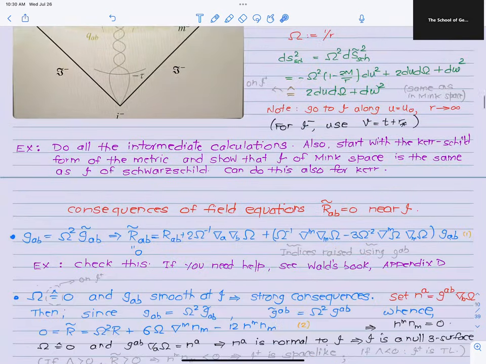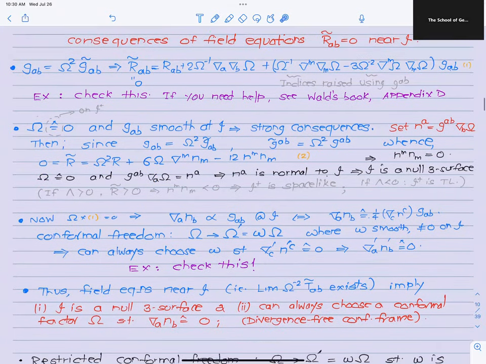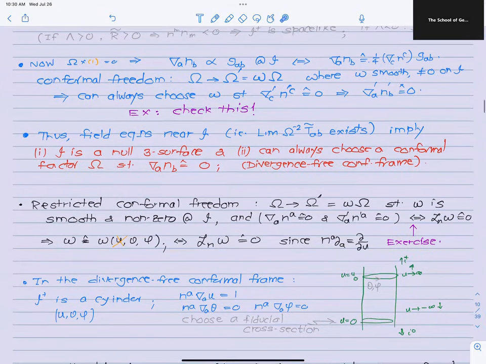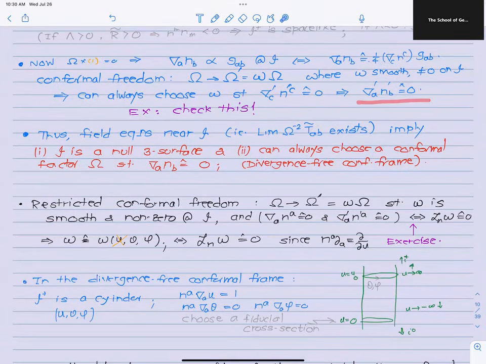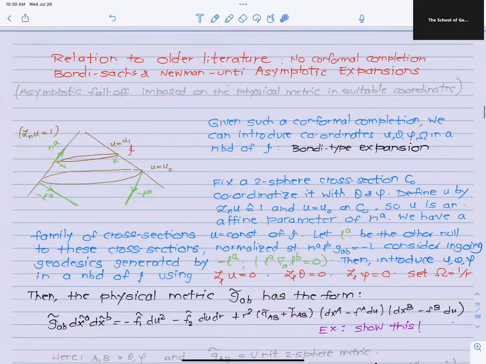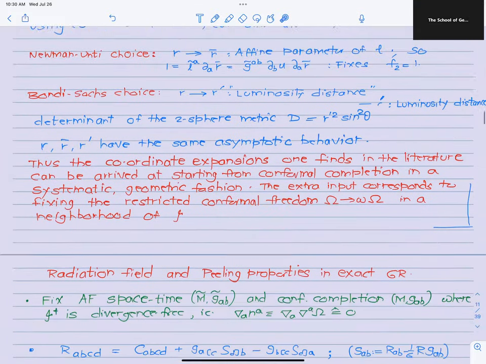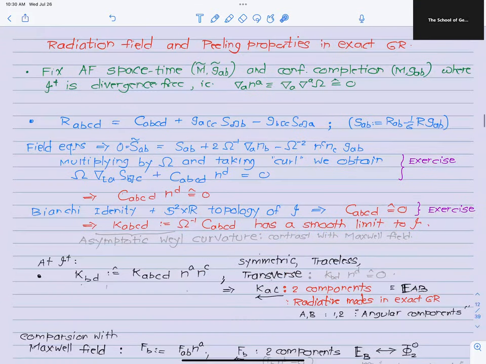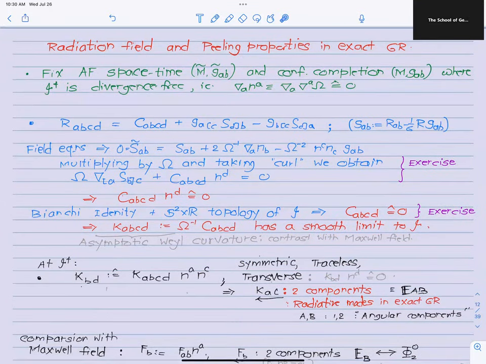And yet we could conclude that Scri is actually null. And we could go to a conformal frame in which Scri is divergence-free or the null normal is covariantly constant. And then from that, we can make contact with the older literature. That is basically what I've shown so far. Are there any questions? Adam, can I go on? Yeah. Okay, so I'll go on.